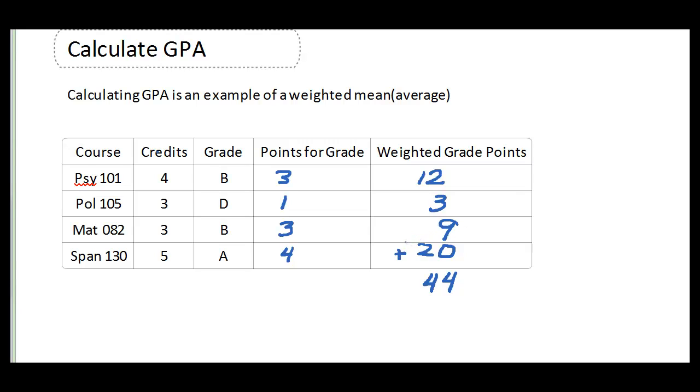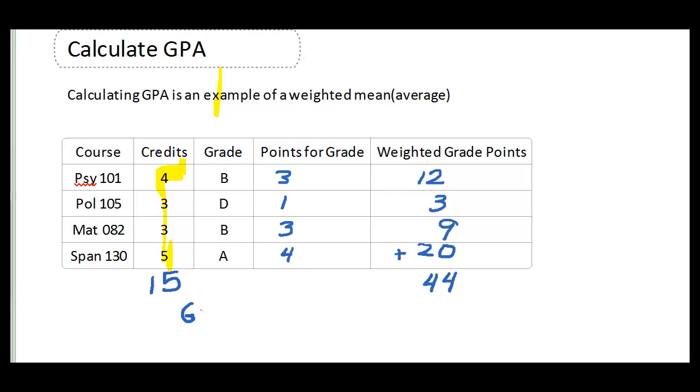And since we're calculating a mean, we need to divide. For a GPA, you divide by the total number of credits that the student earned that semester. So we're going to add up this credit column right here. That's 4 plus 3 is 7, plus 3 is 10, plus 5, so that's 15.